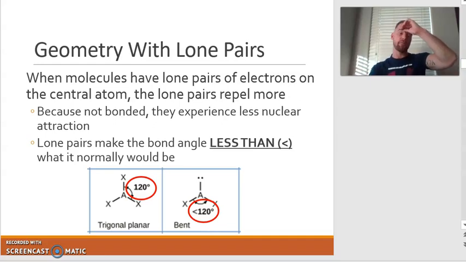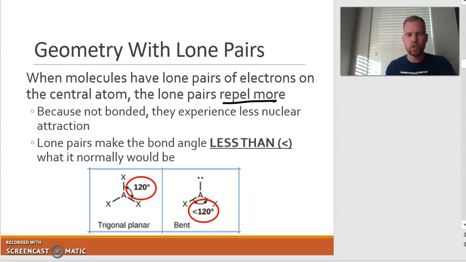Okay, before we get started with some examples, one quick note about lone pairs since we've been mentioning it. When you have a molecule that has lone pairs of electrons on the central atom, when we talk about bond angles, the bond angles are actually going to be a little different because lone pairs actually repel more. And because they're not bonded, they experience less nuclear attraction. All we need to know is when there's lone pairs on the central atom, those lone pairs are going to repel a little bit more.